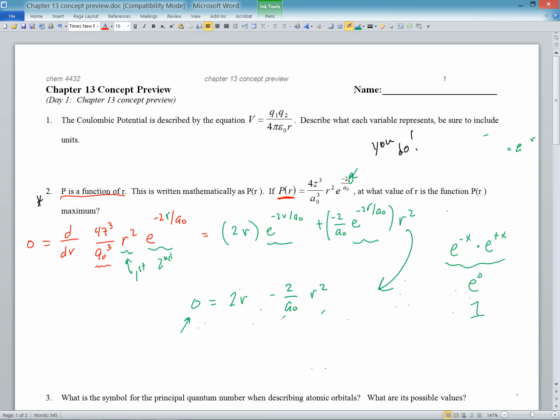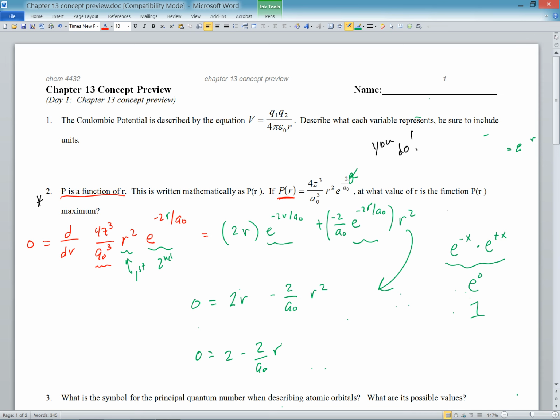Okay. Solve for r. Can we multiply both sides by 1 over r? Is there anything wrong with doing that? Multiply both sides by r, it's not going to help. 1 over r, that would help a lot, right? What would you get if you multiply both sides by 1 over r? 2 minus 2 over a naught r. Well, what equals that though? Oh, this is 0. 0 equals 2 minus 2 over a naught times r. Yeah. So now we can solve for r.